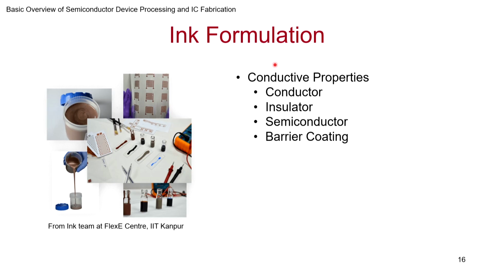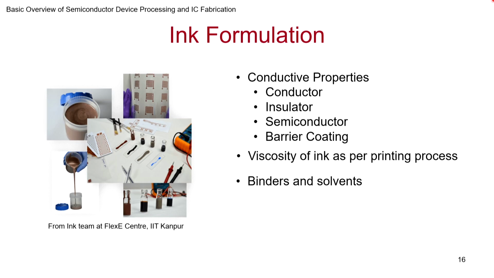Now, the properties you need are conducting, insulating, semiconducting, and barrier coating. You choose these with the molecules that are part of the basic ink, and then you combine them together to have certain material properties. But then you need to be able to dispense it as per the printer, and we saw that according to the printer the viscosity will change. So you add solvents and so on, and you play with it to get the right viscosity.